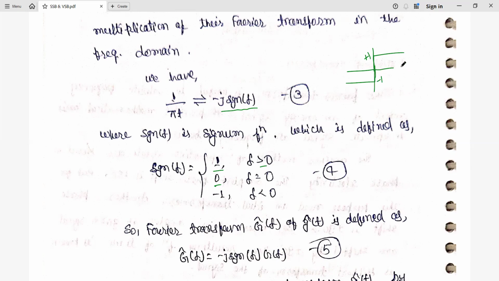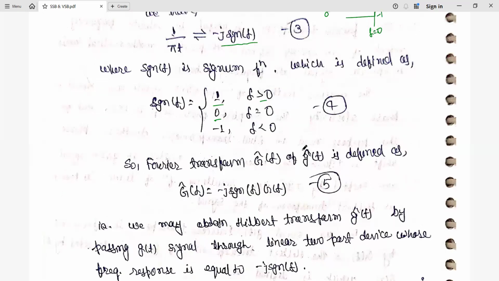And for f equal to 0, the value is 0. So here this part is f greater than 0, this part is f less than 0, here f equal to 0, and this is the amplitude. This is how we are able to define the signum function. Again, it is an objective question: define the signum function or write the expression.